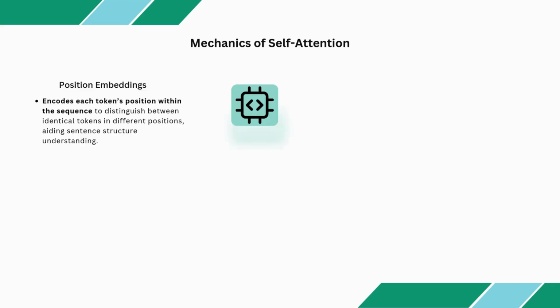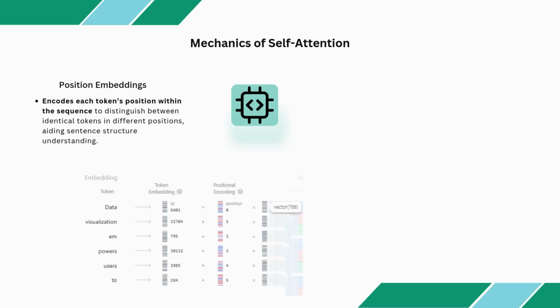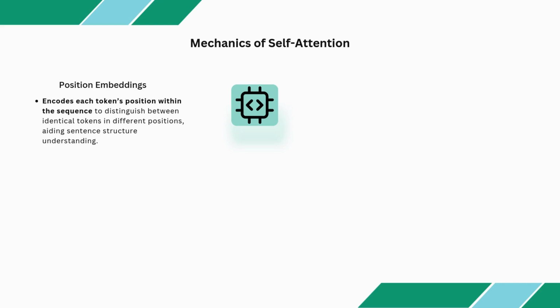First is position embedding. So it encodes each token's position within the sequence to distinguish between identical tokens. So in the example that we saw earlier, we had these words: data visualization empowers users to. What if the word empowers repeats or users repeat? So over here in transformer, it adds position as well, which we saw at the initial stage. Position was also added to the embedding and a new embedding was created. So that's positional embedding, which is also considered in the final embedding. That's what we are trying to explain here.